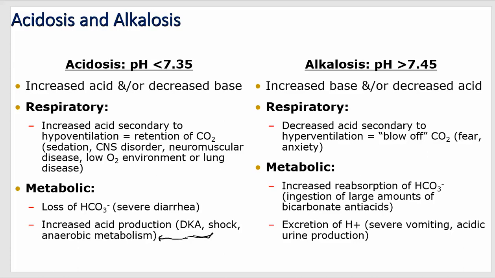All right, metabolic, increased reabsorption, so that was respiratory alkalosis. Metabolic, increased reabsorption of carbon dioxide, so ingestion of large amounts of bicarbonate and acids, which happens. A lot of people will continue to take those, and that can really alter your blood pH. Excretion of hydrogen, so severe vomiting, acidic urine production, that kind of thing.